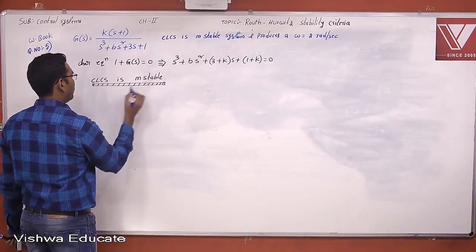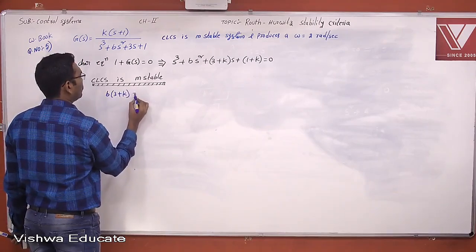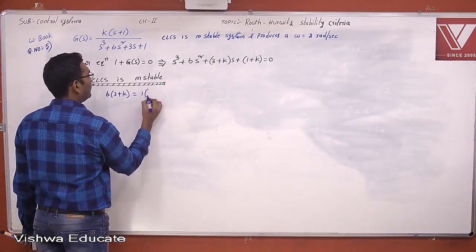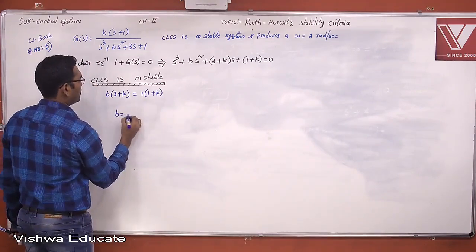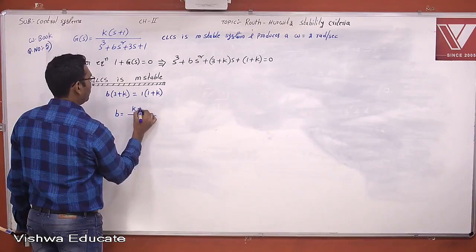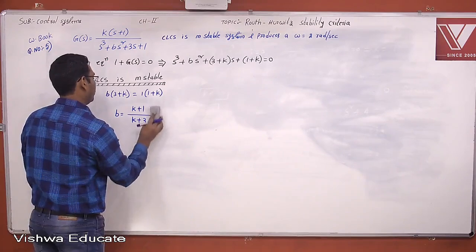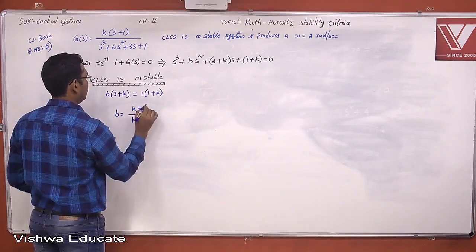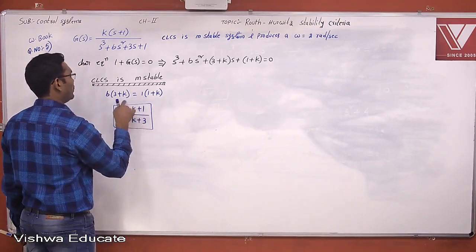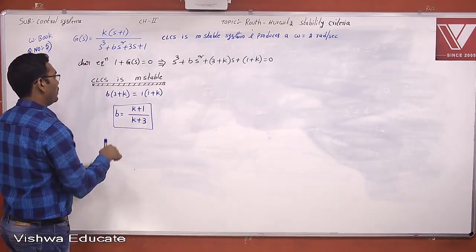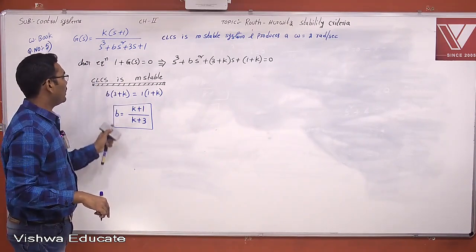Internal quotient product. What is internal quotient product? b into (3 plus k), which is equal to the external quotient product 1 into (1 plus k). So when the internal quotient product equals the external quotient product, b equals (k plus 1) by (k plus 3). Now this is the one condition I can get, since the system is marginally stable.